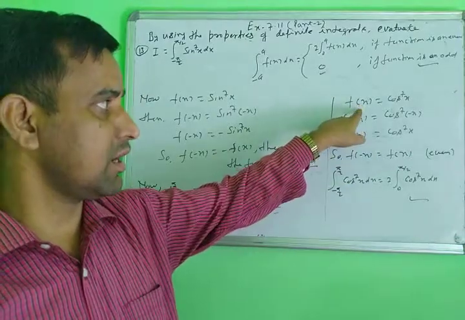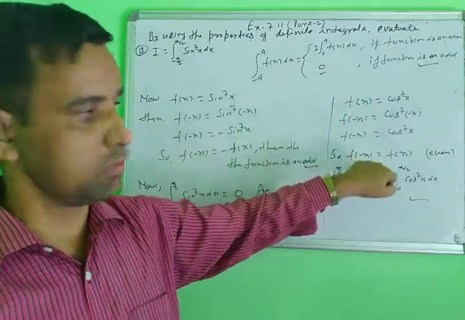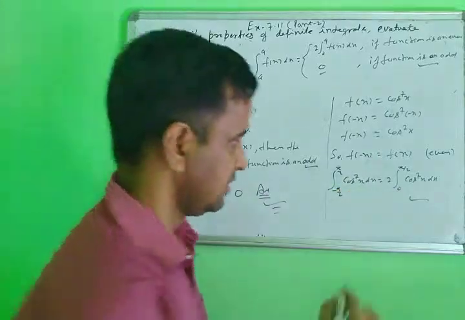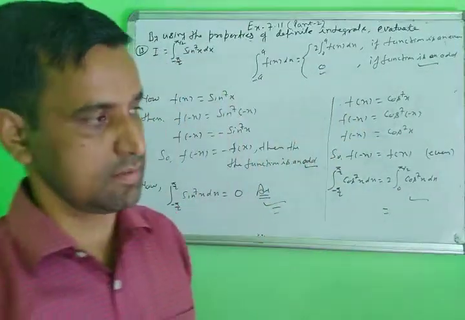Suppose a question comes in this way, how do you solve it? You will solve it according to this way. Then you integrate it and get the answer.